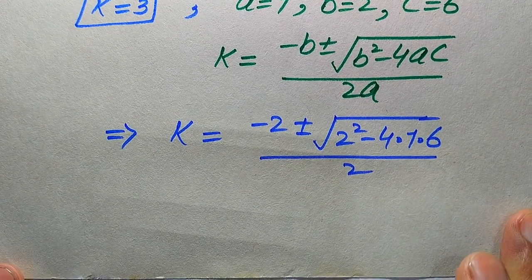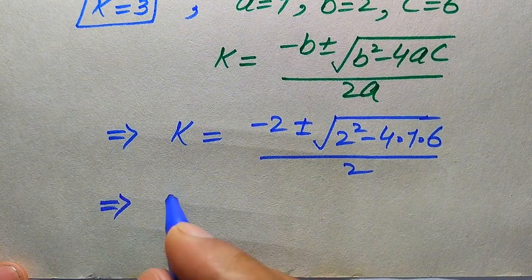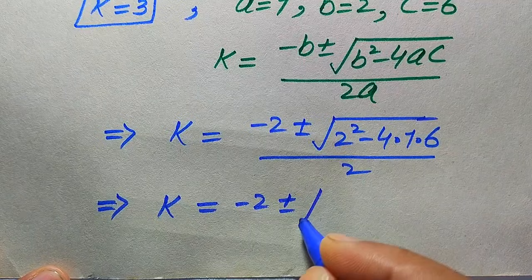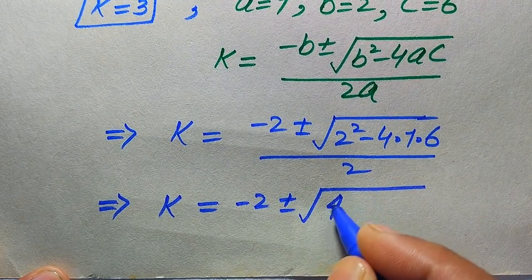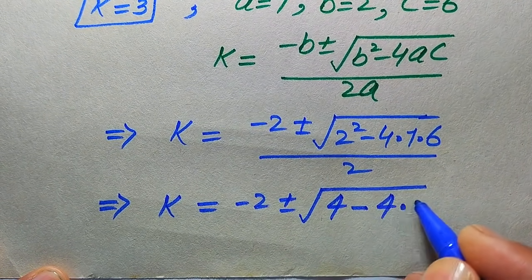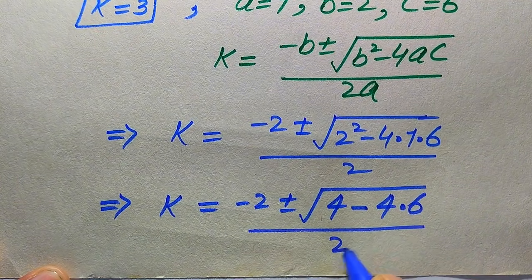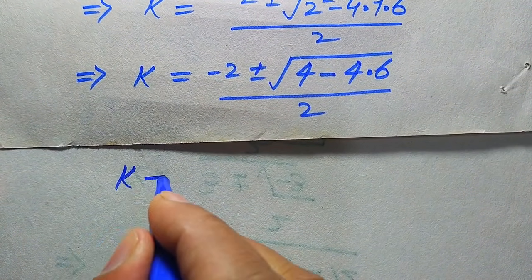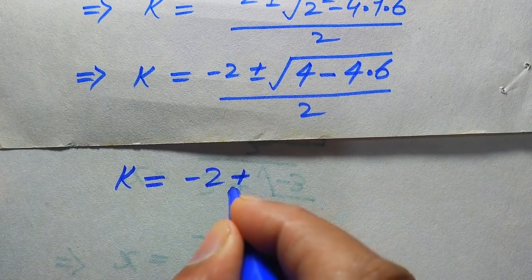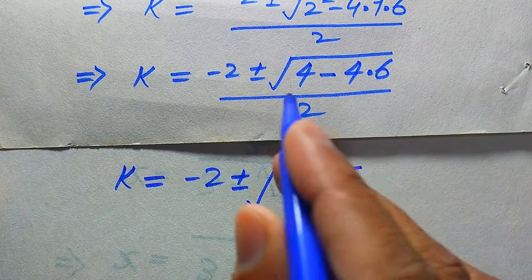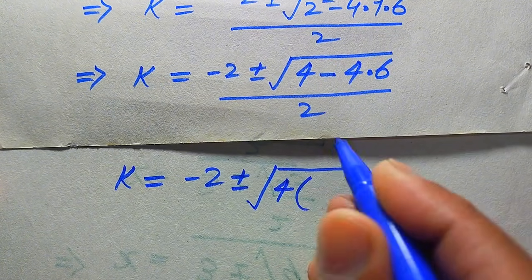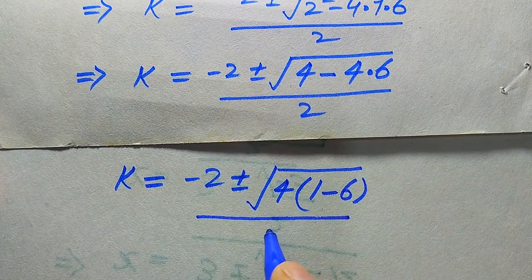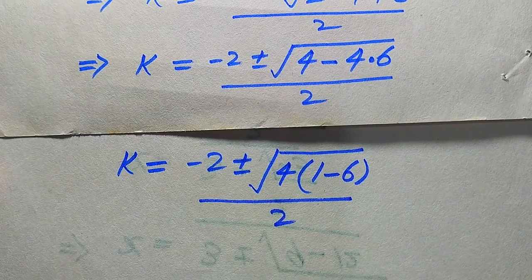And further in the next step, we need more simplifications, and it will be written as k equals minus 2 plus minus square root of, this is 2 square becomes 4 minus, here we have 4 times 6, divided by 2. So here we need more simplifications, and it will be written as k equals minus 2 plus minus square root of, here we take common 4 inside the square root sign, and we get the remaining values 1 minus 6, and it is divided by 2.